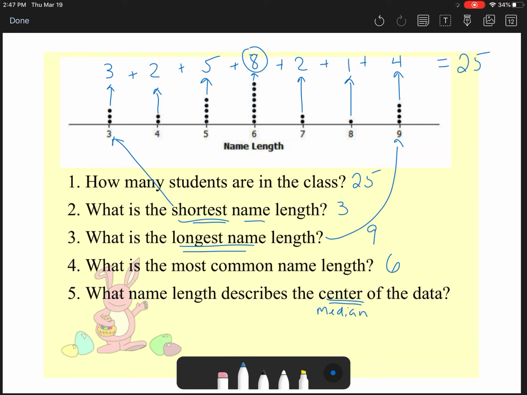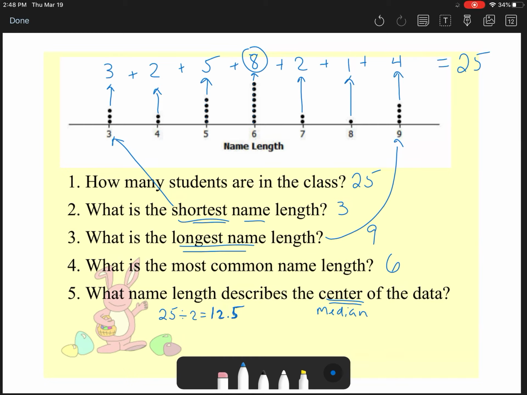Okay, the median. Now, if we have 25 students in the class, what would be right in the middle of that? You'd get 25 divided by 2, which is equal to 12.5. So we're looking at the number that's in between, well, in this case, 12 and 13. You can't have 12 and a half students. Okay, so we're looking for that 13th number.